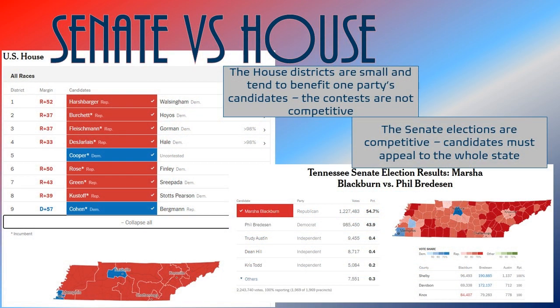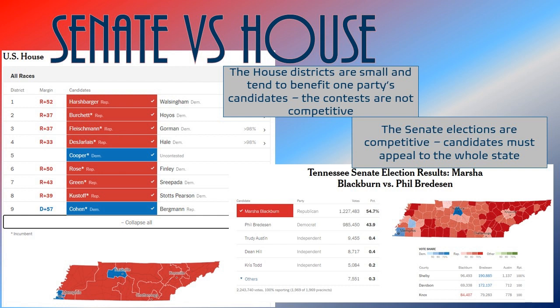All right, so let's look at Tennessee just to understand the difference here. On the left, we see the elections for the House of Representatives, and there are the 9 districts in Tennessee, and the results of each race there. Down at the bottom is Steve Cohen in Memphis in District 9. He won the race by 57 points, which means that his percentage was 57% higher than his opponent, Charlotte Bergman. You see in District 5 in Nashville, they didn't even run anyone against Jim Cooper. Jim Cooper was so guaranteed to win that the Republicans did not run any candidate against him.